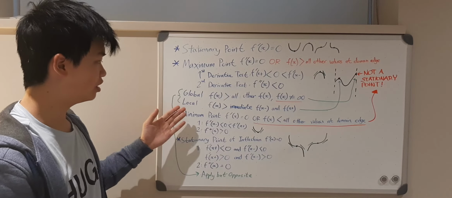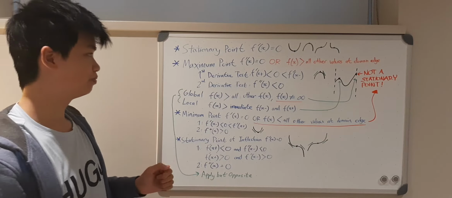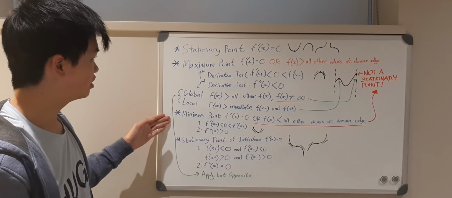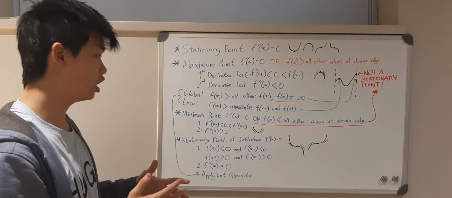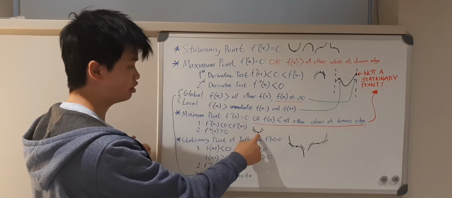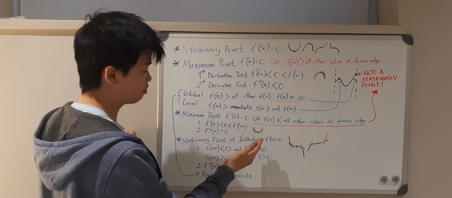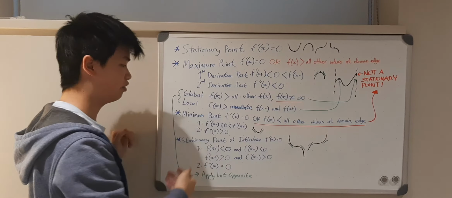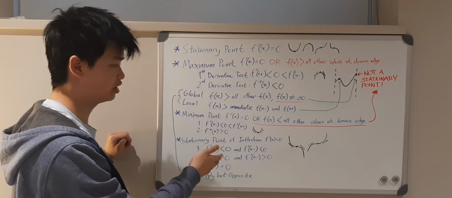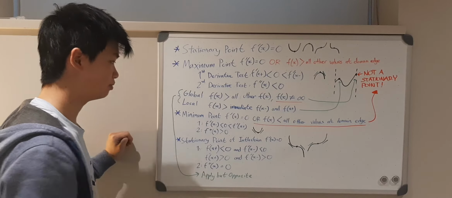For local points, f(x) is greater than the immediate left and right, such as this point right here. For minimum points, the same thing applies but the opposite: when testing, going to the left, f'(x) has to be negative, and going to the right, f'(x) has to be positive. For the second derivative, f''(x) has to be more than 0 because the first derivative is increasing.